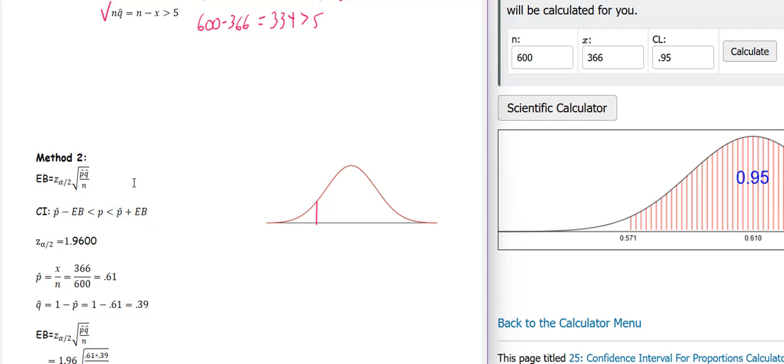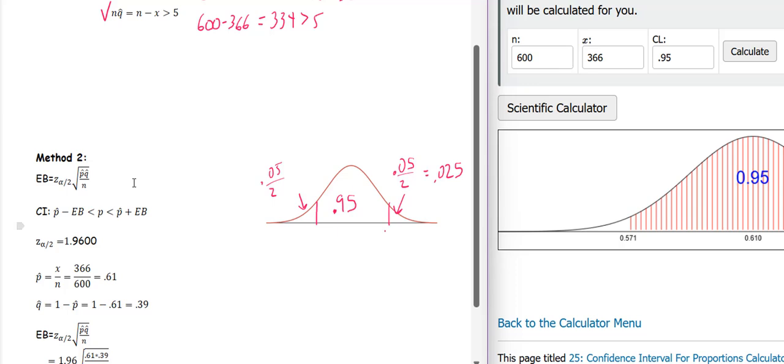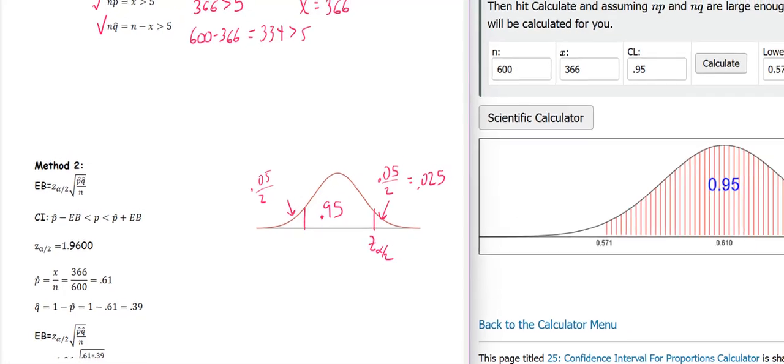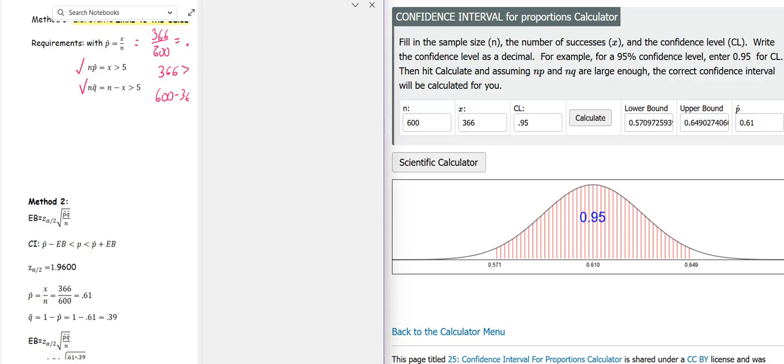For a 95% confidence interval, the area in this middle portion is 0.95. And so the area in the two tails is 0.05. So the area in this tail is 0.05 over 2, and the area in this tail is 0.05 over 2. And this is 0.025. So Z sub alpha over 2 is that number such that the area to the right of Z sub alpha over 2 is 0.025. We can find that using our normal probability calculator.